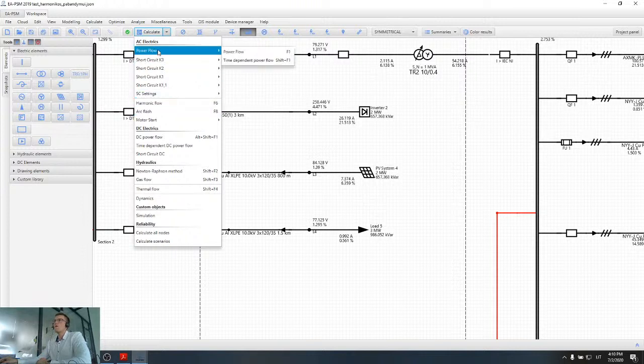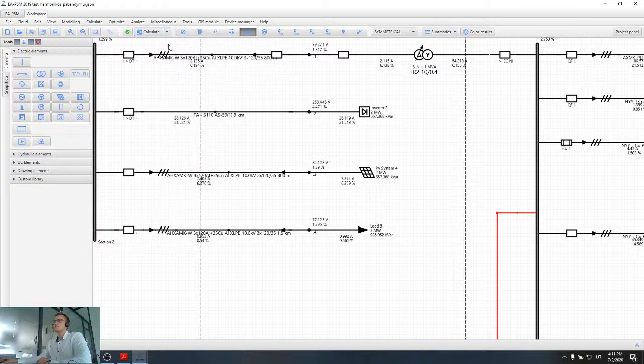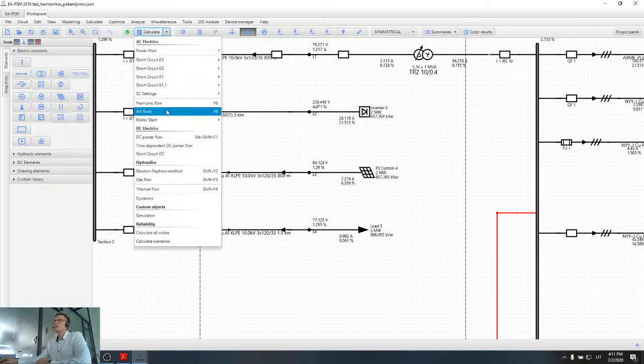Then if we take power flow calculations, there is no standard for power flow calculations. There are only standard test cases that we can check and say that our software is doing the right calculation. So IEC or IEEE in this case is not important. And the same thing is with the harmonics.